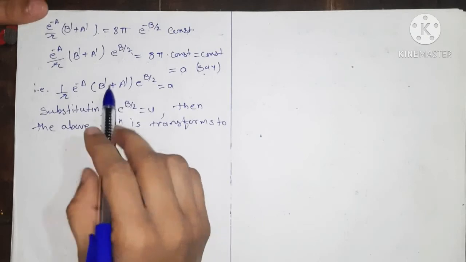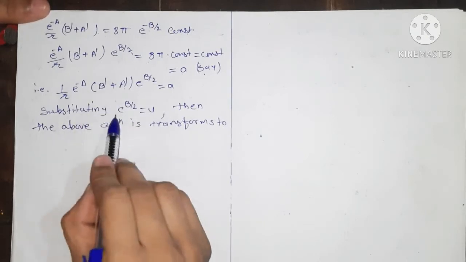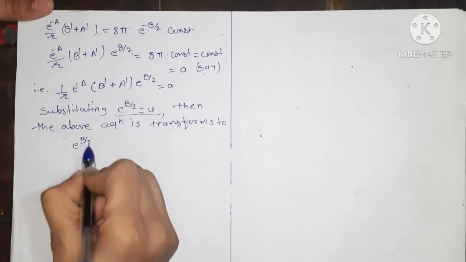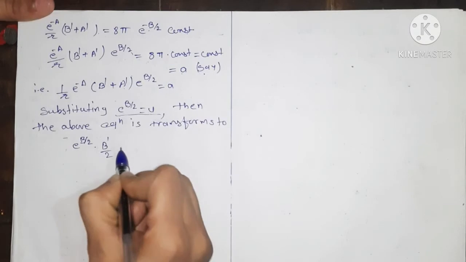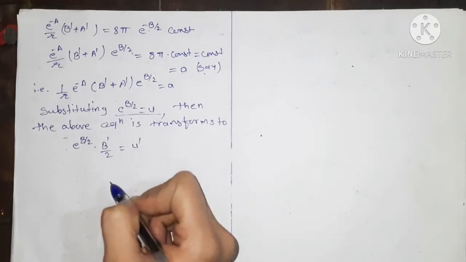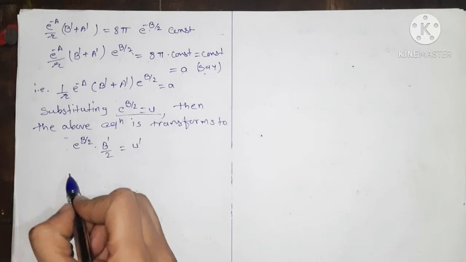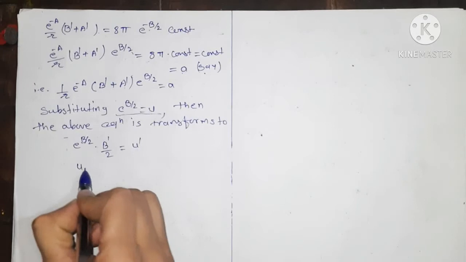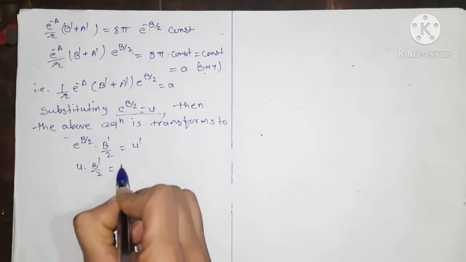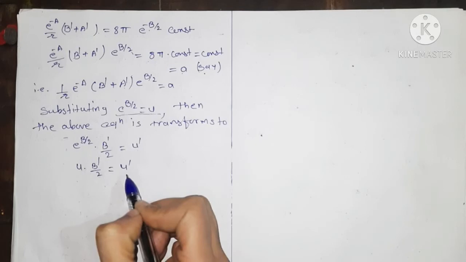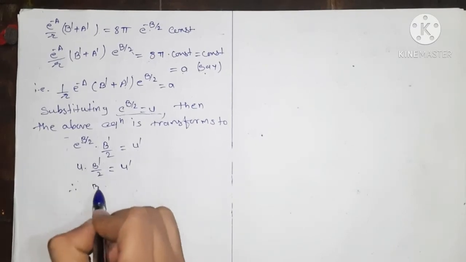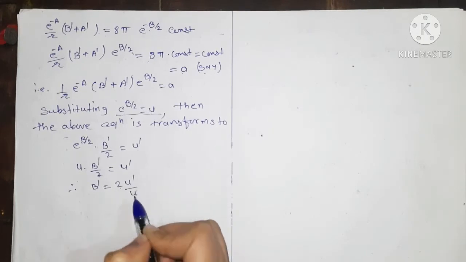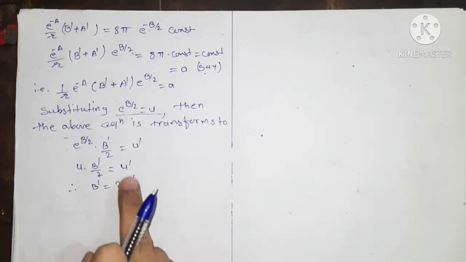So for this, to find the value of b dash and a dash, we differentiate this term. Differentiating this, we get e to the power b upon 2 into b dash upon 2 is equals to u dash. Therefore, e to the power b by 2 is denoted as u, into b dash upon 2 is equals to u dash. Therefore, b dash is equals to twice, we take this 2 to this side, 2 u dash upon u. So we get the value of b dash is equals to 2 u dash upon u.